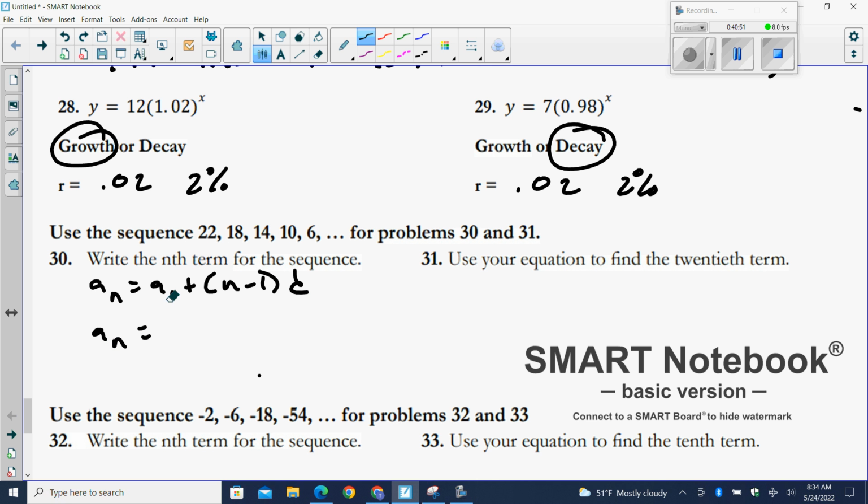What is my a sub 1? My first term. Remember the n minus 1 stays. What is my d? We are subtracting 4. We've talked about this a lot. Do not forget the parentheses.